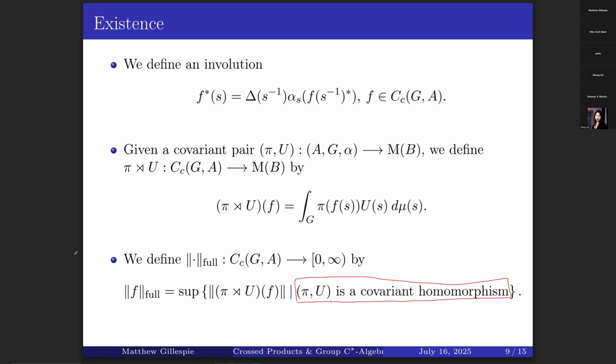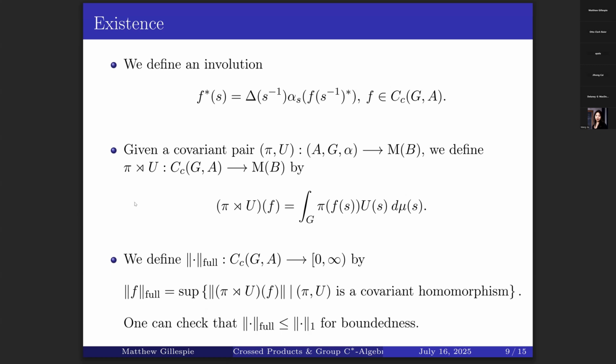So how do we get around this? Well, you can kind of think of this as, again, we're technically supping over a bunch of numbers. And so even though I have maybe a possible proper class of things over here, a class of real numbers is a set because it lives inside of a set. So there's no set theoretic issues with this definition. Also, you can check this is finite, or bounded, I should say, because it's bounded by the one norm.